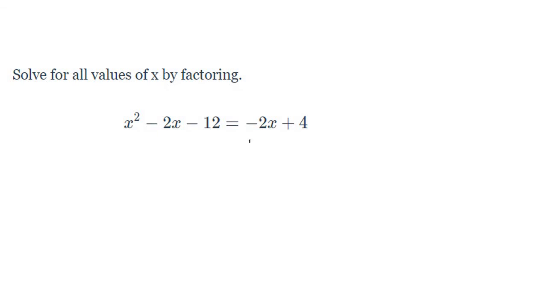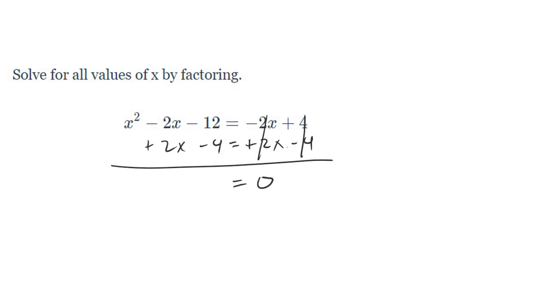Write in standard form: plus 2x minus 4, plus 2x minus 4. This is going to cancel. It's going to become 0 on the right side. And then this is going to cancel as well. We're going to be left with x squared minus 16 equals 0.